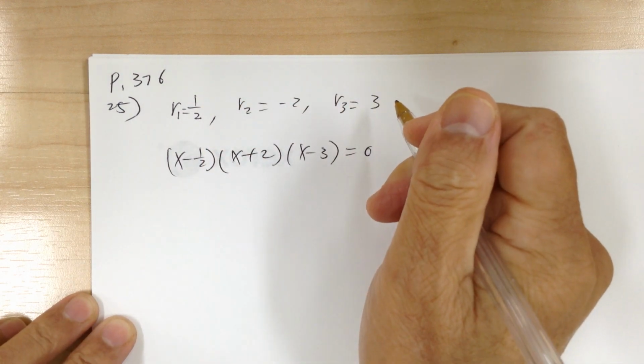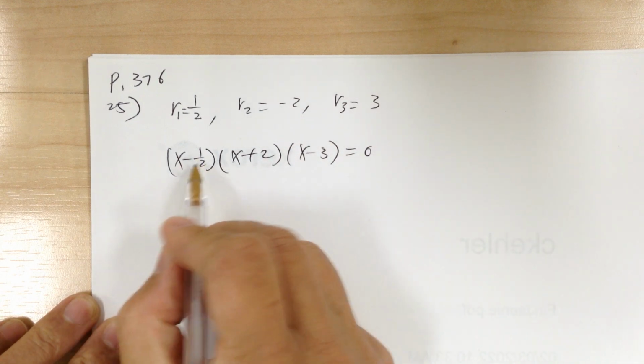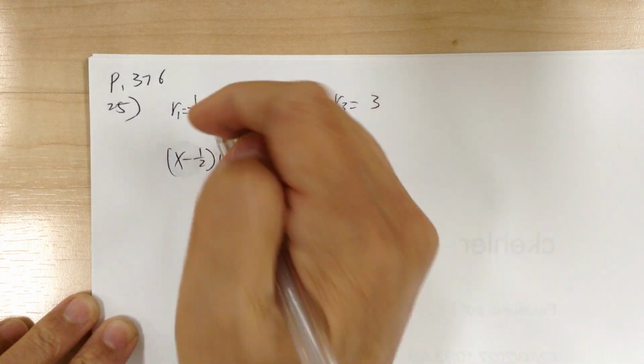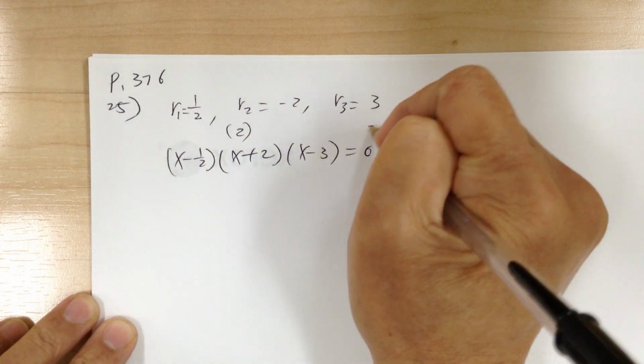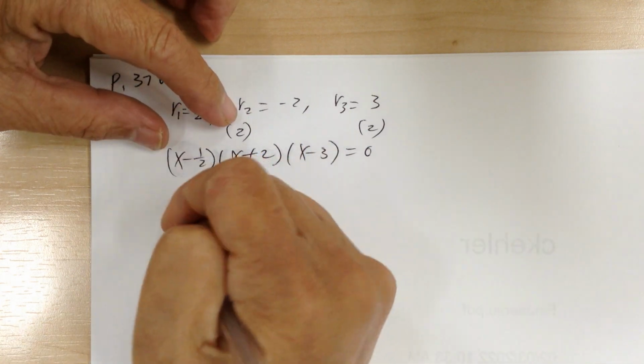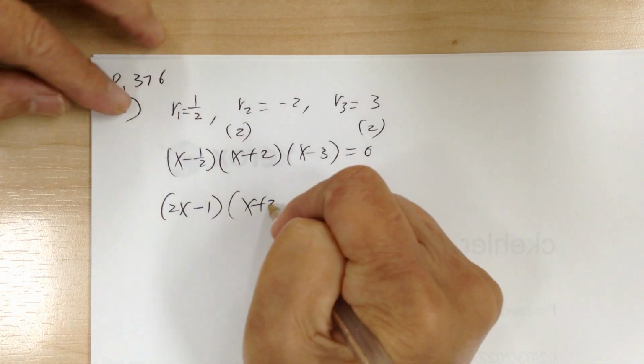Before I multiply, notice there's a fraction, so I'm going to multiply both sides by 2. Now this whole thing is one term, so you only multiply one time. So multiply by 2 on both sides to get rid of the fraction. So this becomes 2x minus 1.